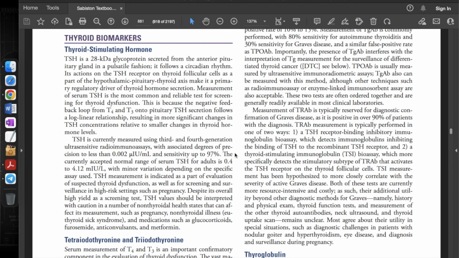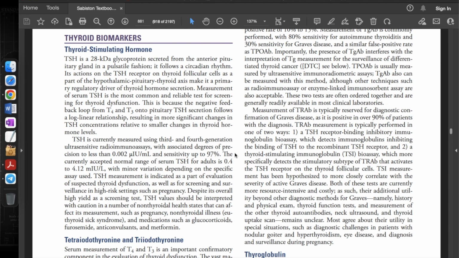Let's talk about thyroid biomarkers, starting with the thyroid stimulating hormone. TSH is a 28 kilodalton glycoprotein secreted from the anterior pituitary gland in a pulsatile fashion. It follows a circadian rhythm. Its action on the TSH receptor on thyroid follicular cells, as a part of the hypothalamic-pituitary-thyroid axis, makes it the primary regulatory drive of thyroid hormone secretion.